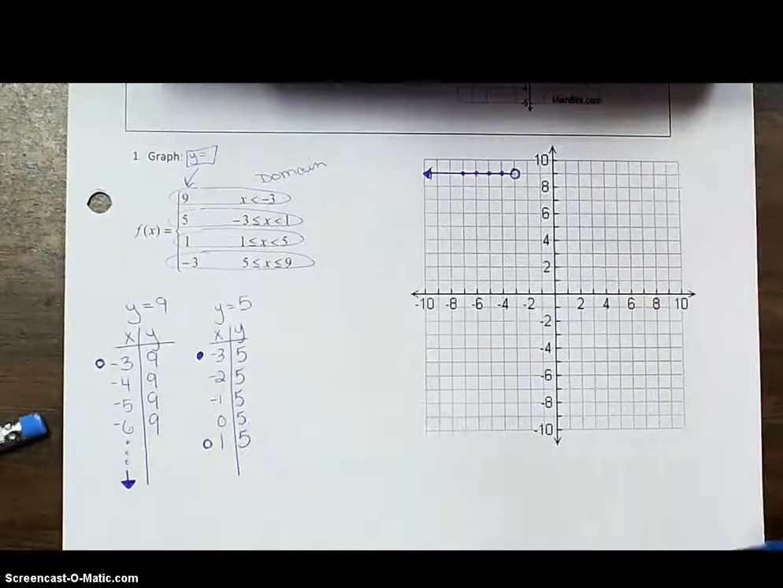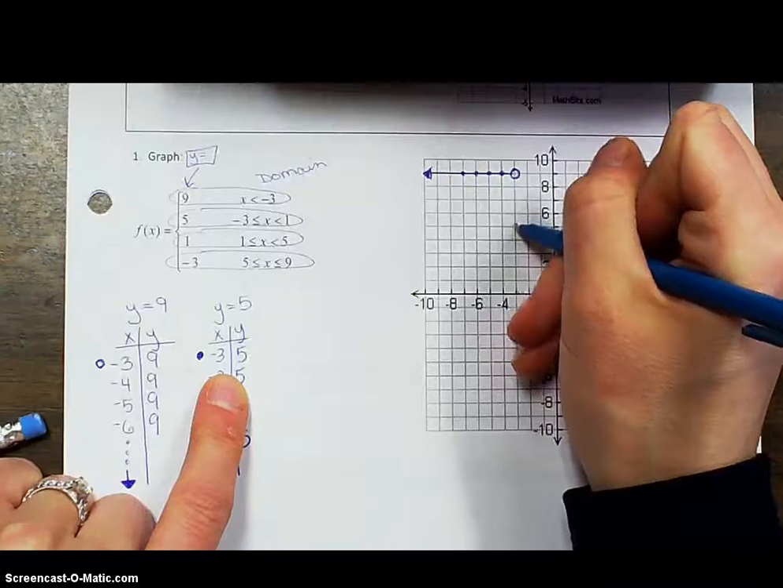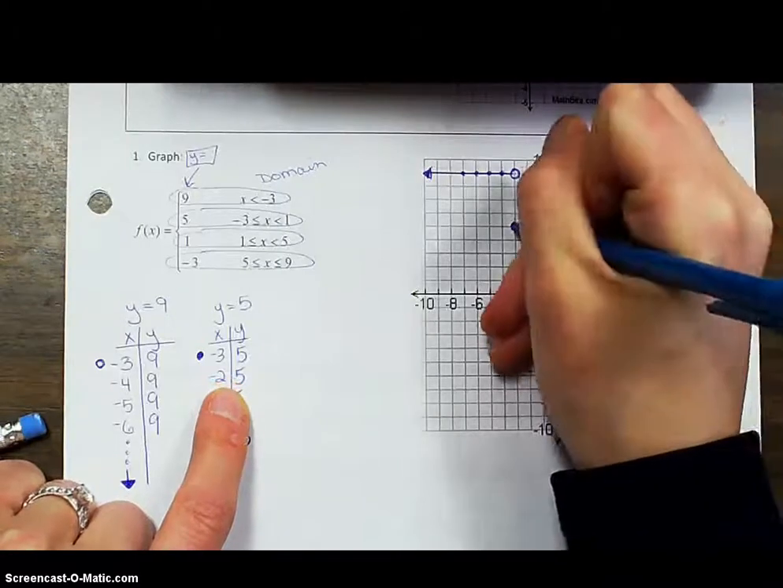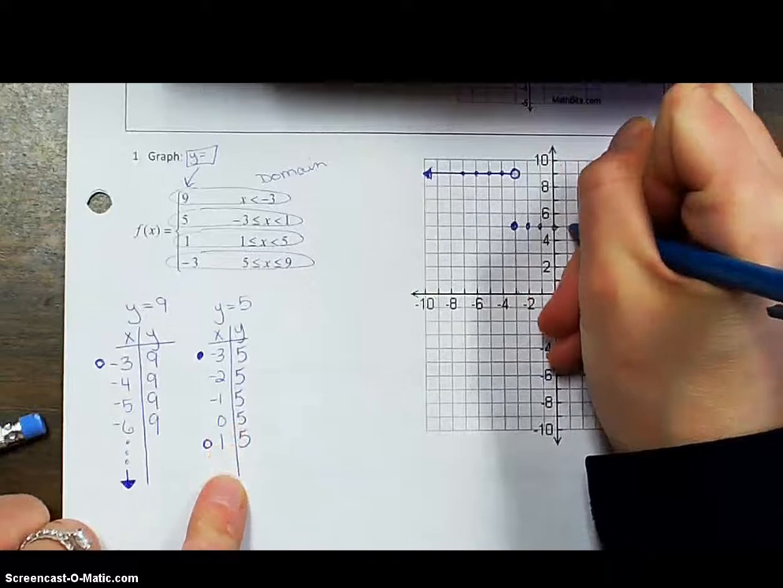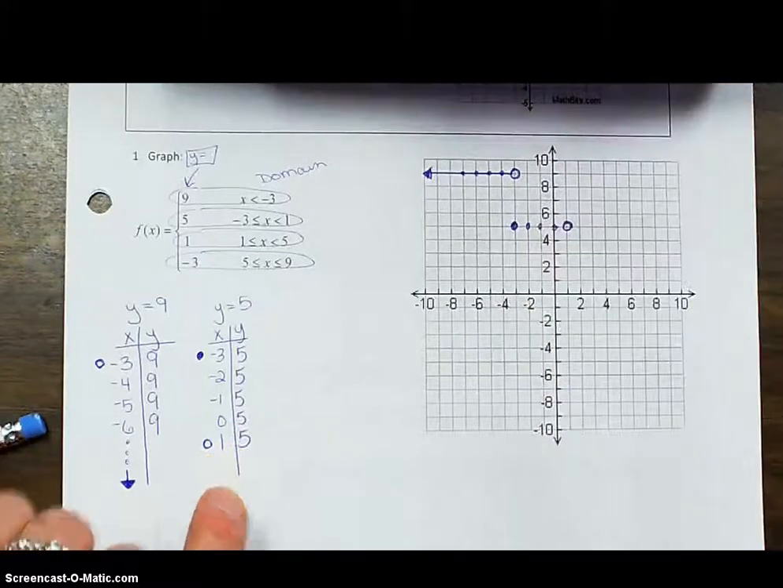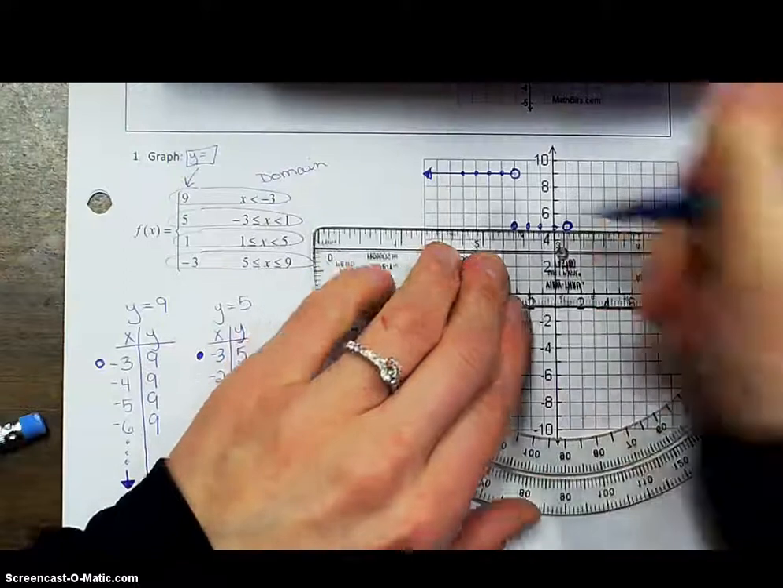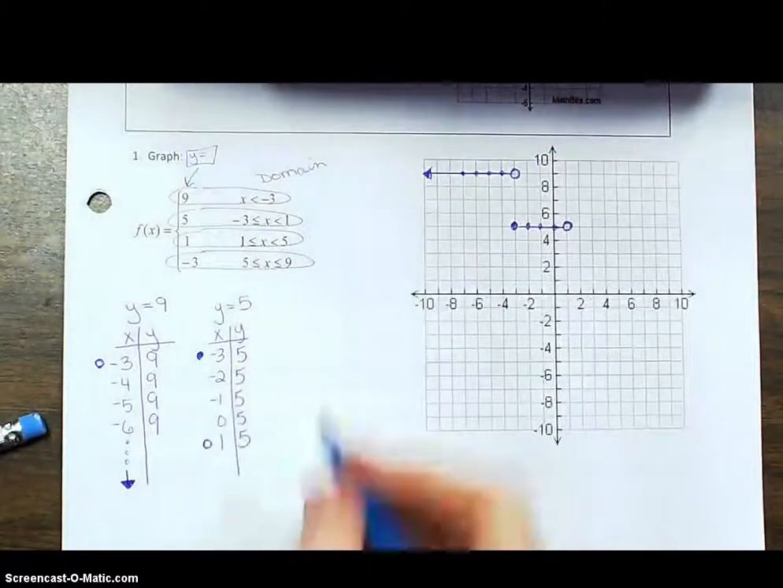Okay, so now we can go ahead and plot those pieces. So -3 and up to 5, this gets a closed dot. -2, closed dot, and 1, 5, this is an open dot. So make sure it's nice, big, and open, and then we connect those points. Now we have our second piece.